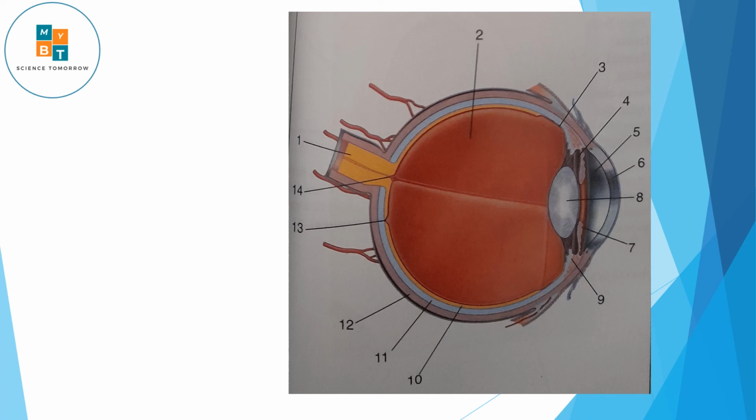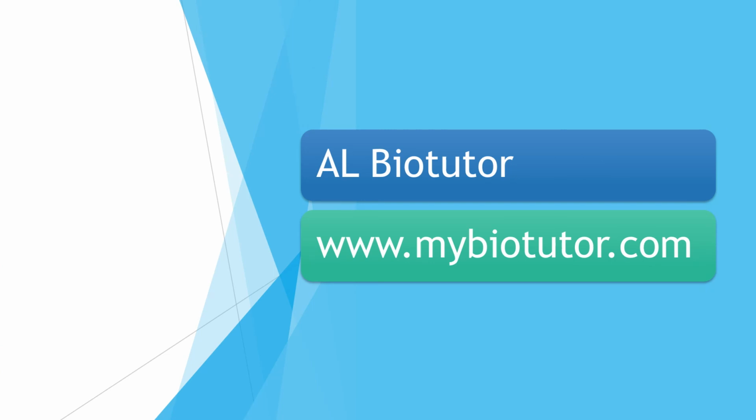And 7 is the iris, 8 is the lens, 6 is the cornea, and 5 is the fluid in front, the aqueous humor, aqueous fluid. The suspensory ligament is 4, and 2 is the vitreous humor, the vitreous, and 3 is the area of the choroid without retina. Right, that's basically about the eye.